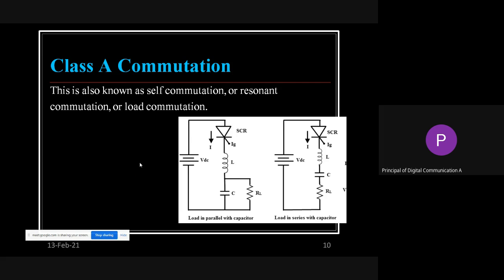In the diagram, in A the load is in parallel with the capacitor, and in the other the load is in series with the capacitor. That is the only change. Other things are the same. So you can choose anyone for the implementation of this, making the SCR off. So draw the diagram. I will wait over here.